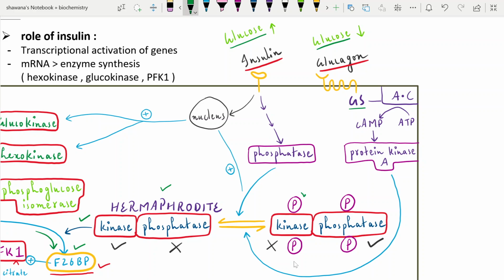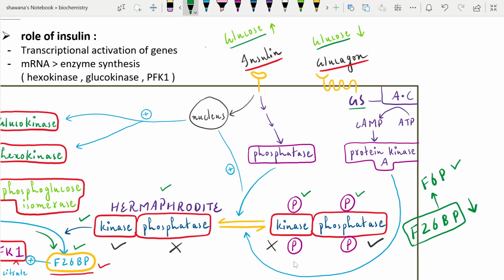When this enzyme is in a phosphorylated state, its kinase activity stops and its phosphatase activity goes on. It means that it converts fructose 2,6-bisphosphate back to fructose 6-phosphate. This was the powerful regulator for glycolysis, and its concentration is decreased and F6P is increased, so glycolysis will not proceed forward.